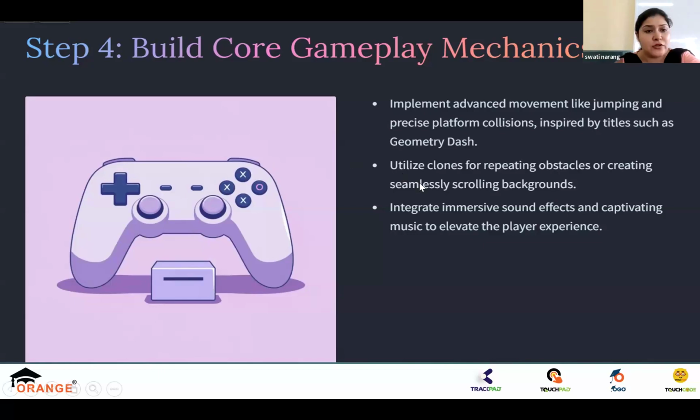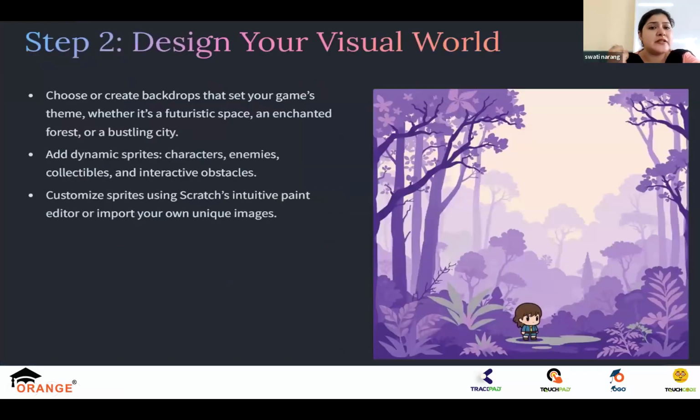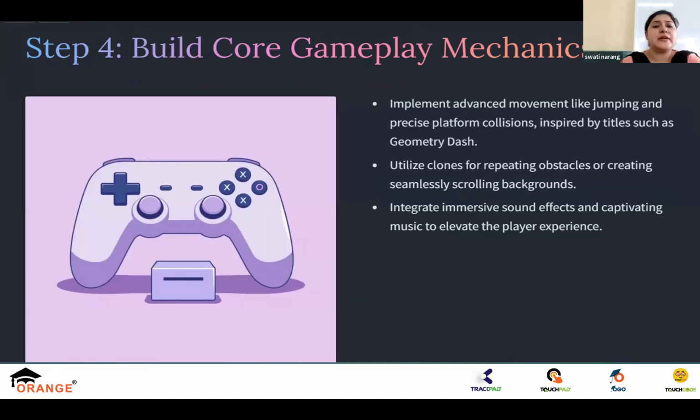So we talked about three. Do you want to note down those steps? The first one is plan your game concept. Second one is design your visual world. Third one is learn the code that brings your game to life. Fourth one is build core gameplay mechanics, in which we are going to use the sound effects, the obstacles, all these things will be decided.